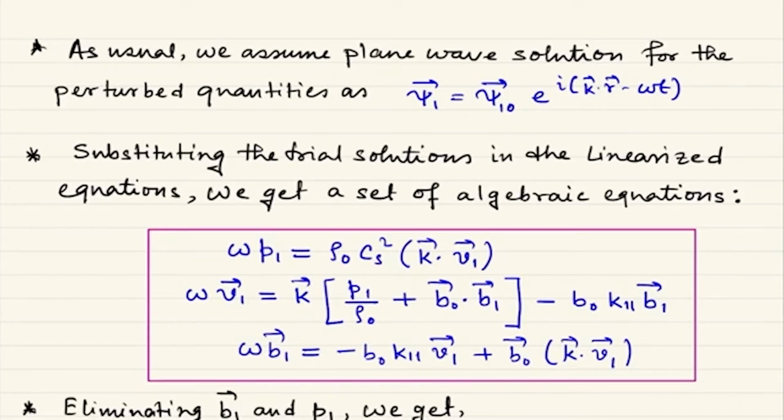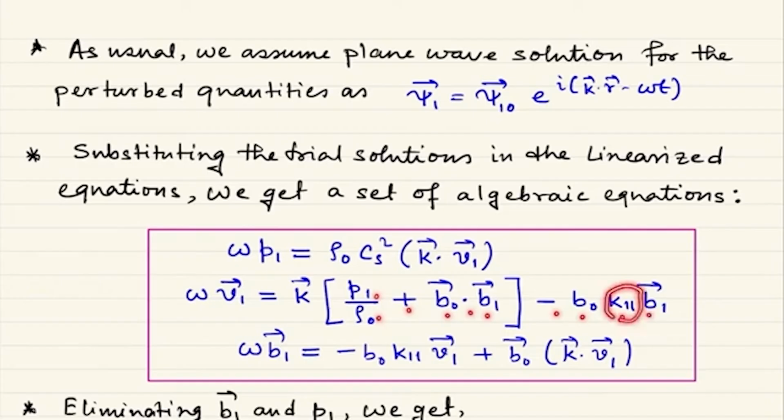Okay. So, once again, this is very easy to understand. You just have to multiply c_s square to both sides of the linearized continuity equation. And what is this? This is the linearized momentum evolution equation, which gives you simply omega v1 is equal to k times P1 by rho 0 plus B0 dot B1 minus B0 k parallel B1.